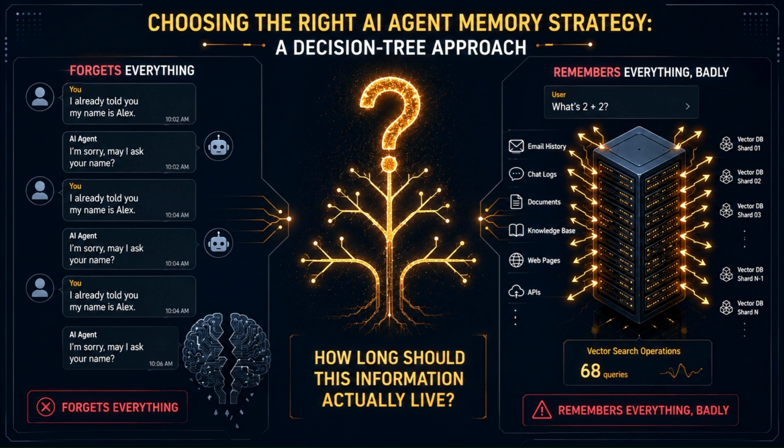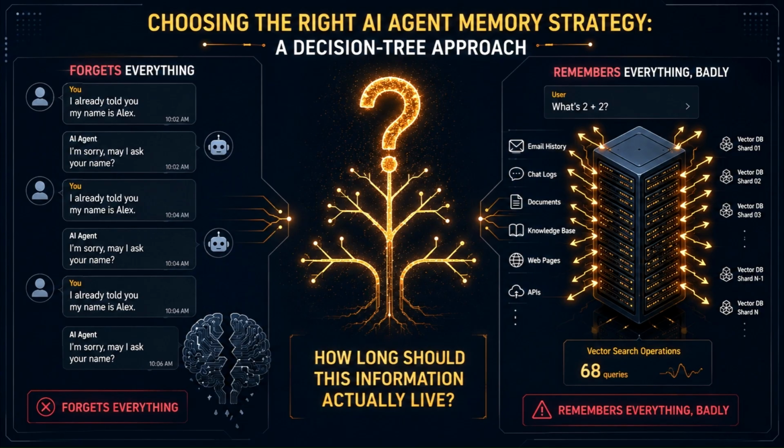Picture two AI agents. The first forgets your name every session, forces you to re-explain your subscription tier for the 10th time, and re-asks a question you already answered 2 messages ago. The second is the opposite problem. It drags around a bloated memory system, running vector search on every single message, even for a one-off question that never needed to be remembered at all.